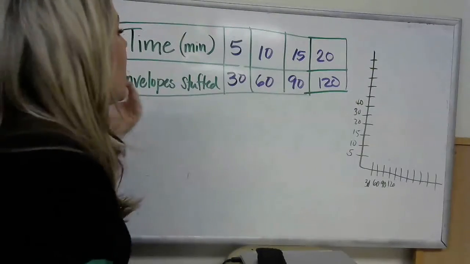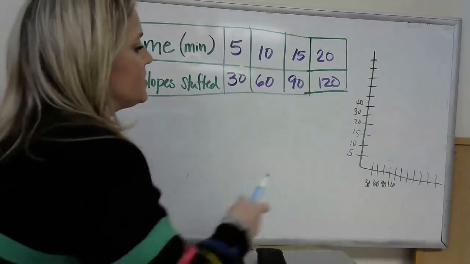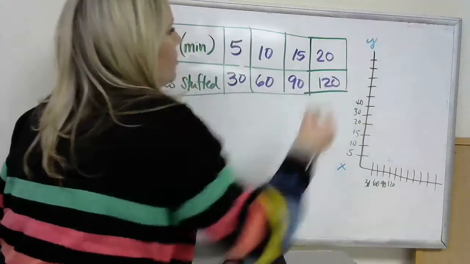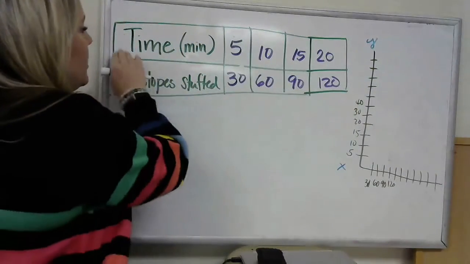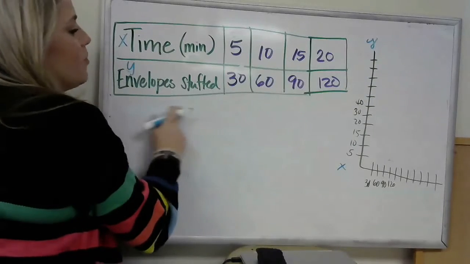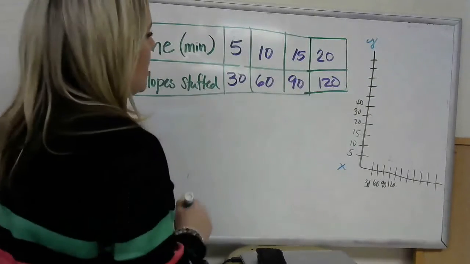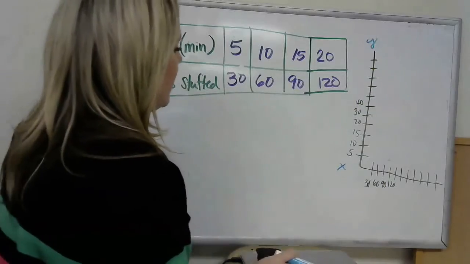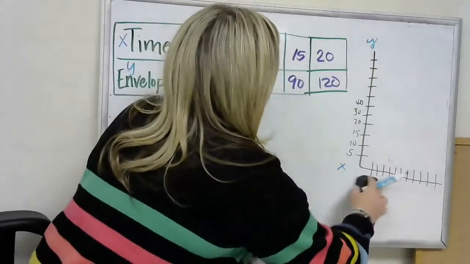I'm joking. All right, so this is our x-axis, and then this is my y-axis, okay? So here's our time. These are going to be our x-coordinates, and the other column is going to be our y-coordinates. All right, so we'll go over, and I have this labeled wrong.